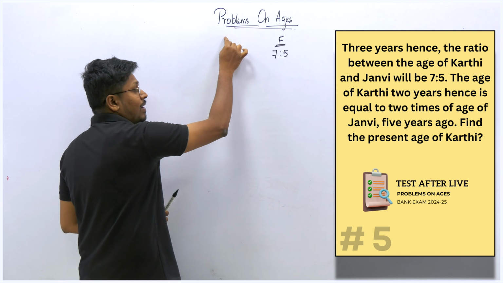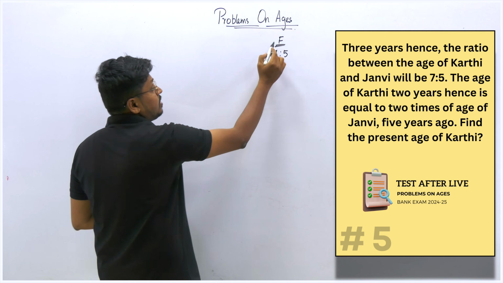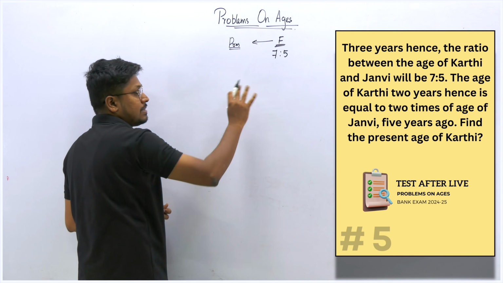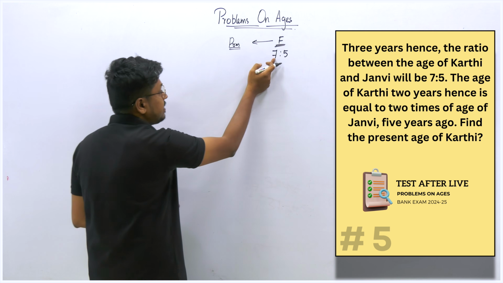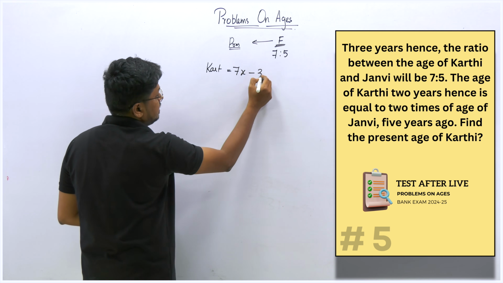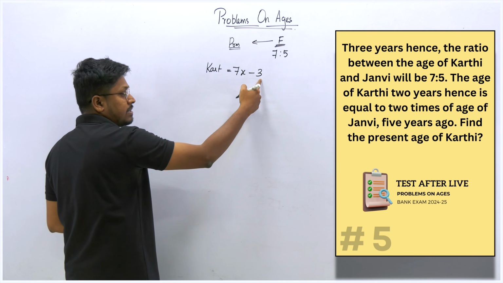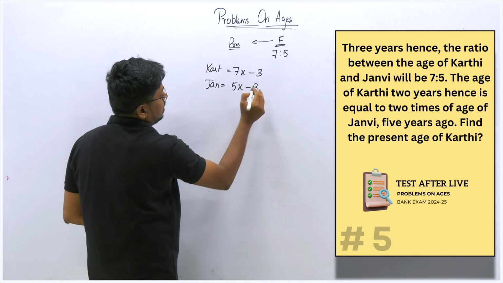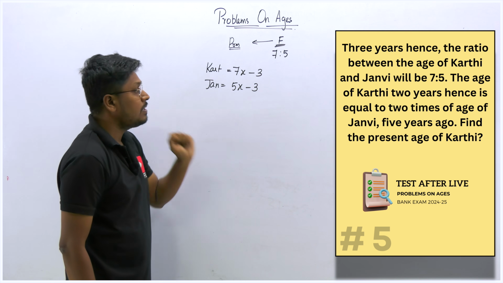Right? So first, what we can do is bring their ages from the future to the present. So from future to present, the question starts like this: 3 years hence, so subtract their ages. Karthi's present age will be 7x minus 3, because it is 3 years hence. Coming back to the present, 7x minus 3. And Janvi will be 5x minus 3. So 5x minus 3 will be the present age of Jahnavi, and the present age of Karthi will be 7x minus 3.